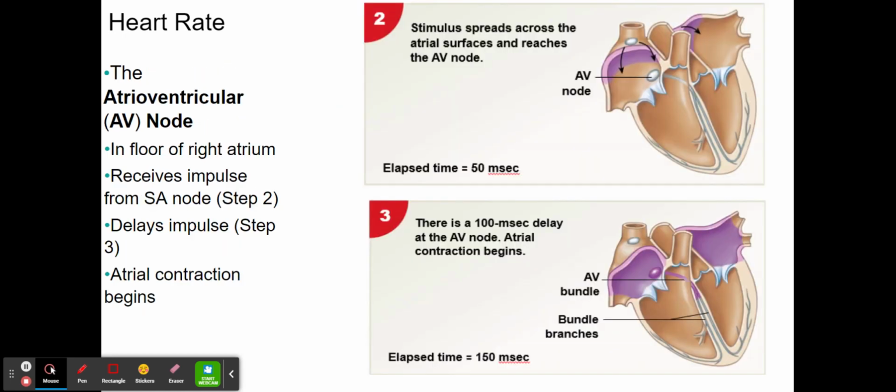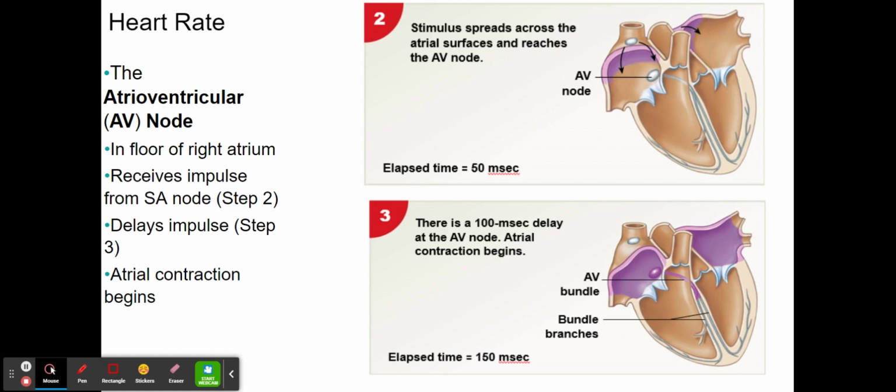The relatively large atrioventricular node sits within the floor of the right atrium near the opening of the coronary sinus. The impulse slows as it leaves the internodal pathway and enters the AV node, because the nodal cells are smaller in diameter than the conducting cells. In addition, the connections between nodal cells are less efficient than those between conducting cells at relaying the impulse from one cell to another. As a result, the impulse takes about 100 milliseconds to pass through the AV node.